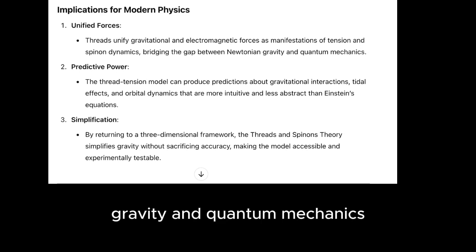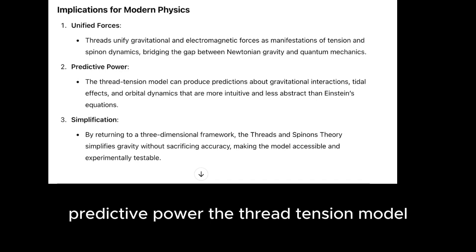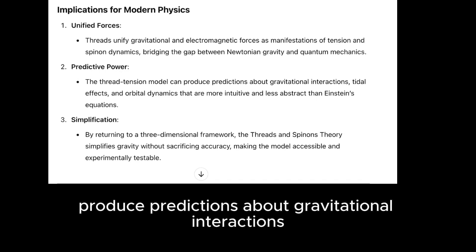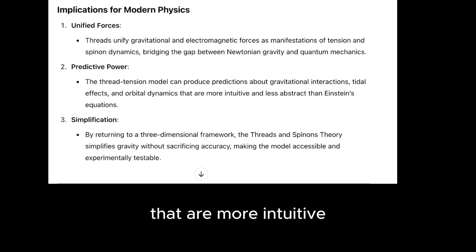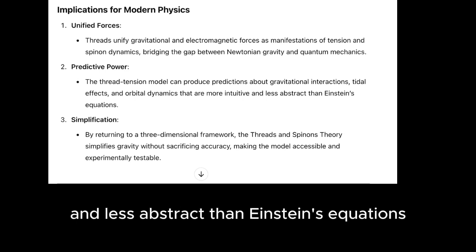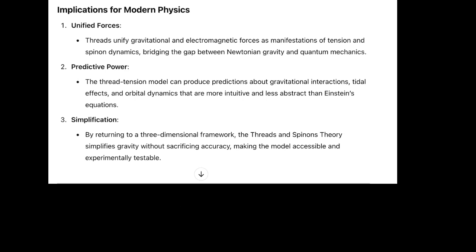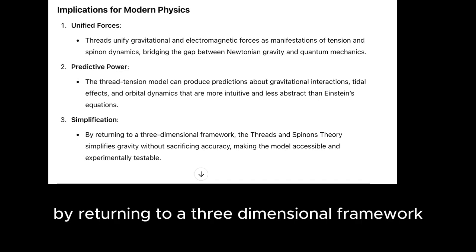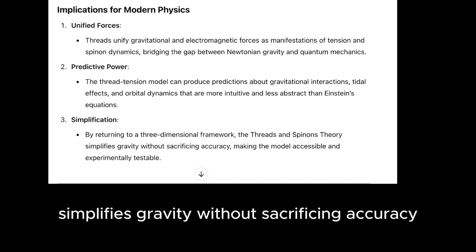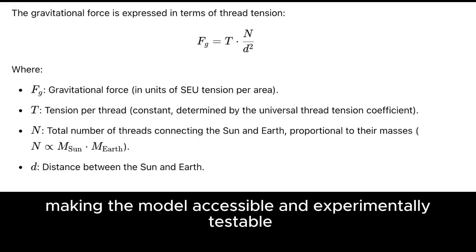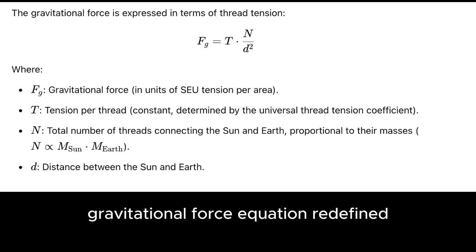quantum mechanics. Predictive power. The thread tension model can produce predictions about gravitational interactions, tidal effects, and orbital dynamics that are more intuitive and less abstract than Einstein's equations. Simplification. By returning to a three-dimensional framework, the Threads and Spinons theory simplifies gravity without sacrificing accuracy, making the model accessible and experimentally testable. Gravitational force equation, redefined.